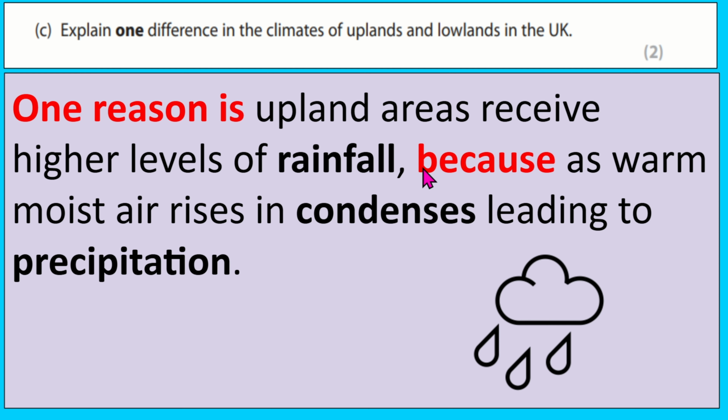So again, the examiner will be skim reading your work. You'll see here uplands and rainfall will get you the mark, and then your second development here, moist air condenses precipitation. So really condenses and precipitation will be enough to get you that second mark. So again, as always, combining your structure, which is your connectors, with your key language, that tier 2 and tier 3 geography words, and you're going to get the full marks, okay?